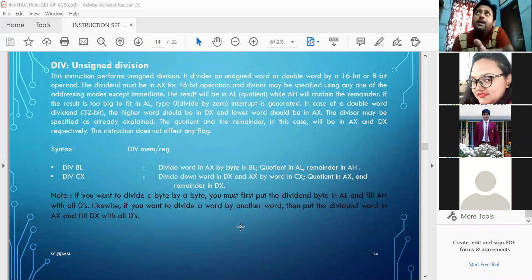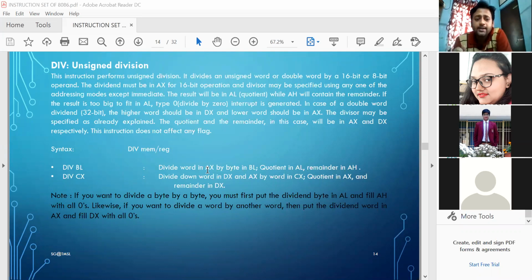And in the same way for division, how can you perform the division? Using the DIV instruction, which is written in this way. DIV BL means divide a word, which will be stored inside AX. By default, you need to store the 16-bit number into AX and the 8-bit number into BL. So after performing AX divided by BL, the quotient will be stored automatically inside AL, and the remainder will be stored inside the AH register.